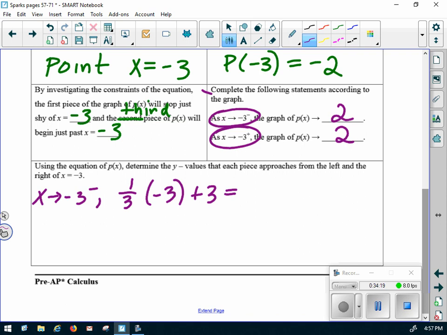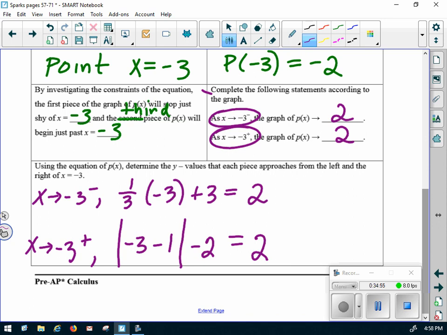One-third of -3 is -1. -1 plus 3 is 2. As x approaches -3 from the right, we're going to use that third function. Absolute value of x, so absolute value of -3 plus 1. Oops, sorry, minus 1. Minus 2. Negative 3 minus 1 is negative 4. Absolute value of negative 4 is 4. 4 minus 2 is 2.